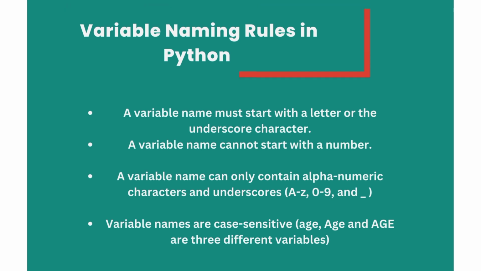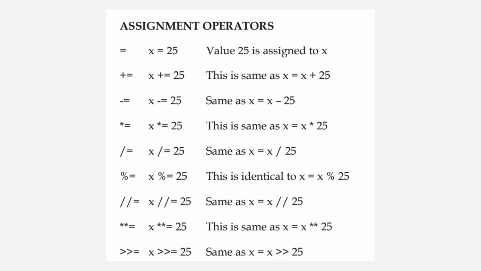And then variable naming rules in Python. A variable name must start with a letter or the underscore character. A variable name cannot start with a number like 9, 10, 20. A variable name can only contain alphanumeric characters and underscore: A to Z, 0 to 9, and underscore. Variable names are case sensitive: age and Age are different.